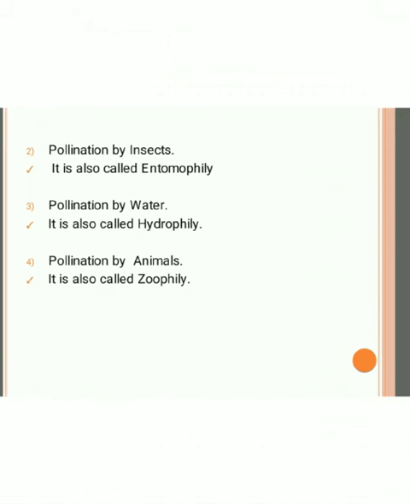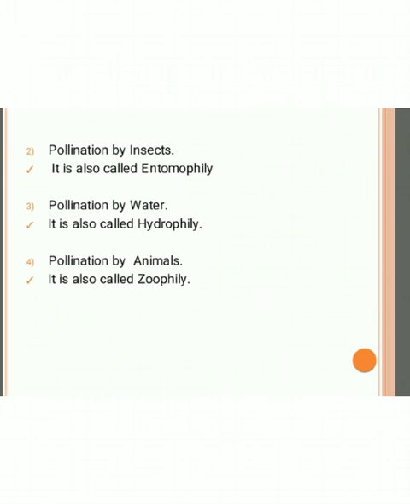Next, pollination by water. It is also called hydrophily. In this, the pollen grains are produced in large numbers, and pollen grains float on the surface of water till they land on the stigma of female flowers. Example in hydrilla and Vallisneria.